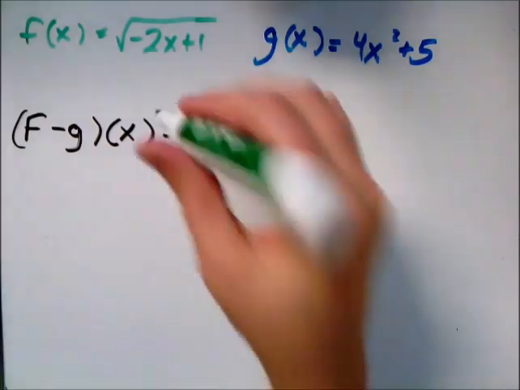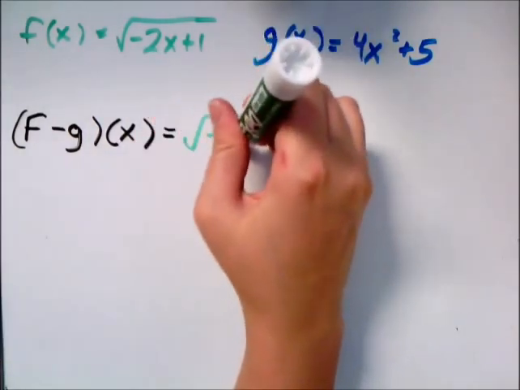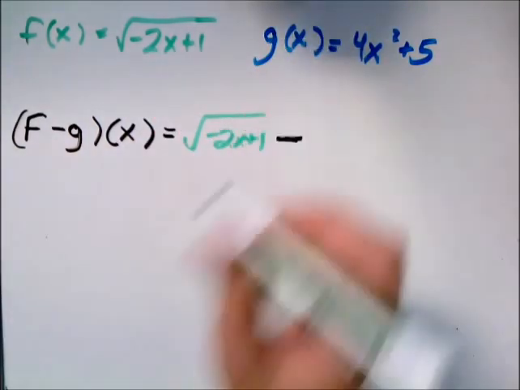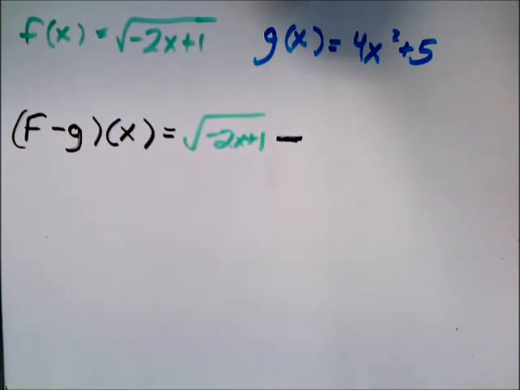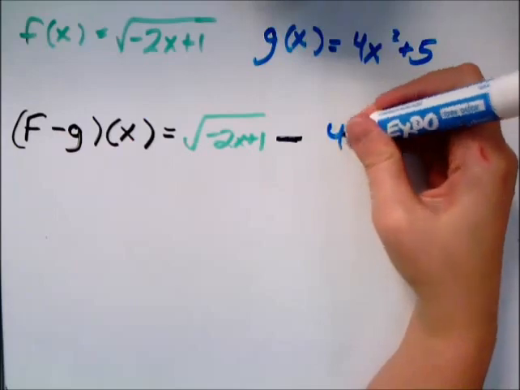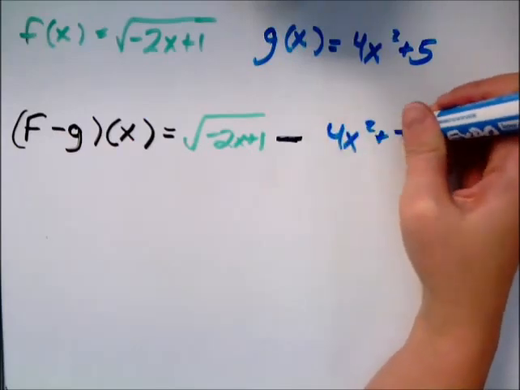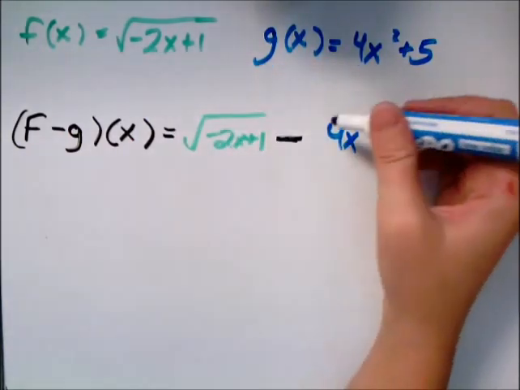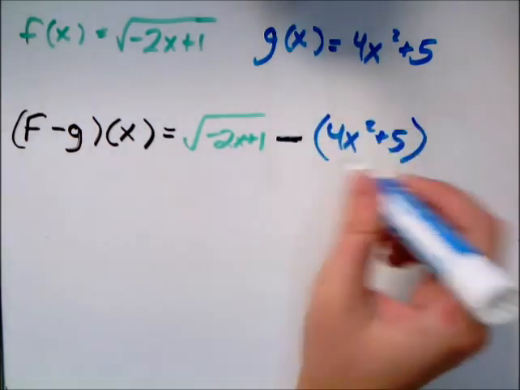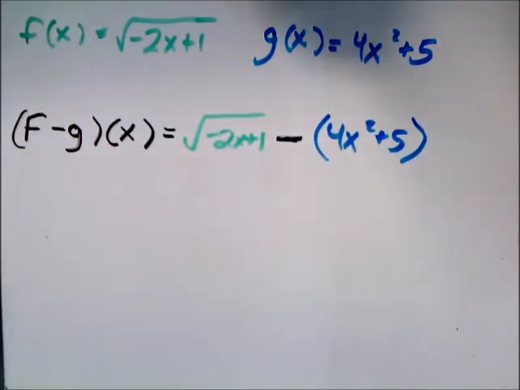So f is the square root of negative 2x plus 1, and g is 4x squared plus 5. Now be careful, because you're doing this whole function minus this whole one, it's minus all of g, so that negative does get distributed to both of those.